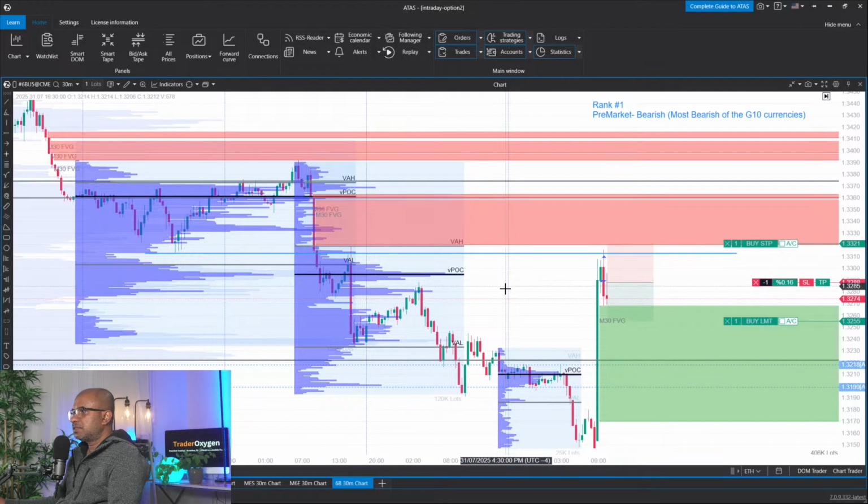Also, if we bring the smart DOM, you can see the volume point of control as well. Let's see what sellers like to do. The sellers are trying to push the price down. The price is pushing down from the entry. The trade is currently in profit.